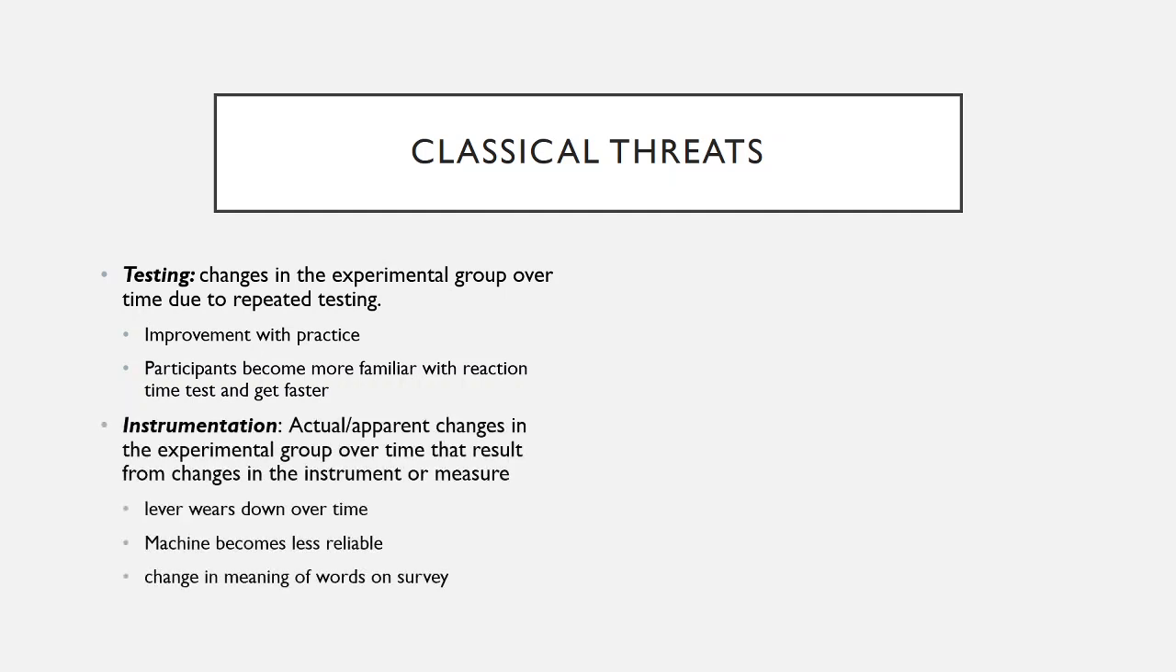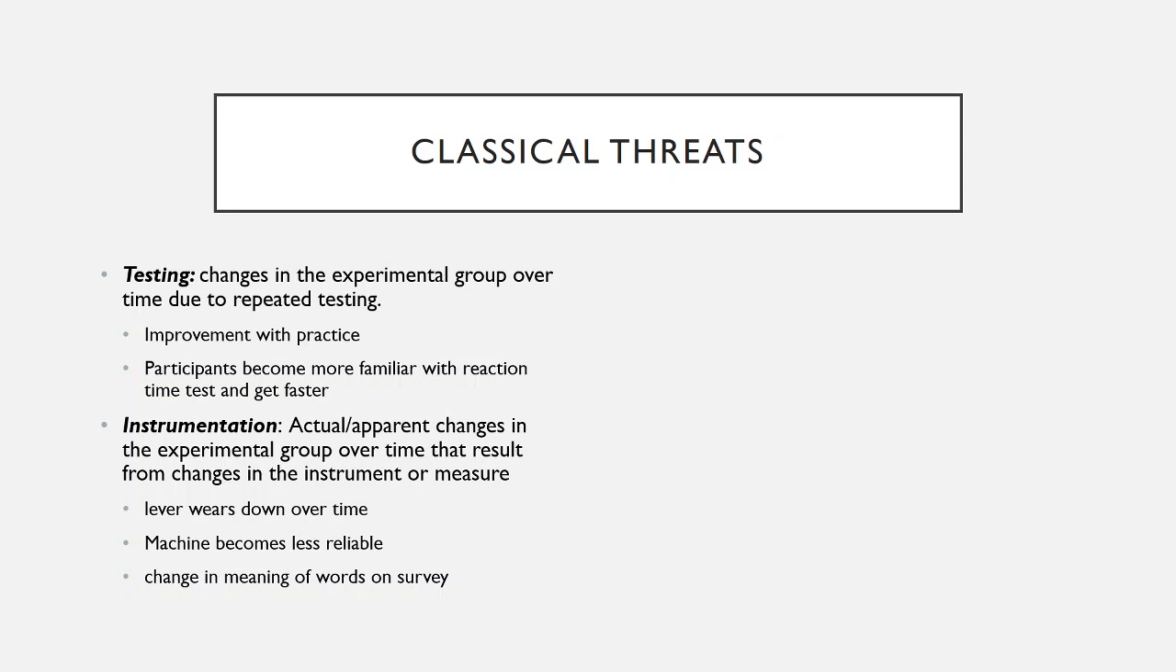Any changes to instrumentation? So this more so would have to do with the actual machinery that you may be using. In the context of psychology, maybe you're using a brain scanner and the machine just wears down over time, and any changes you see in your experimental group are just due to the machine becoming slower.